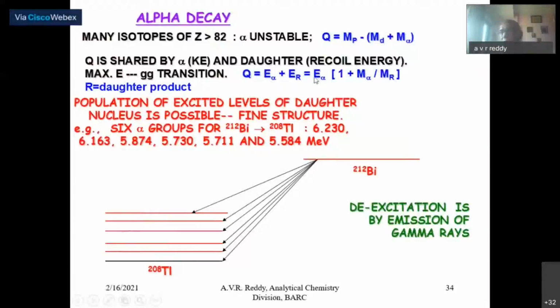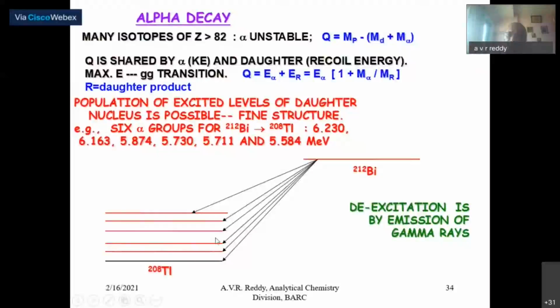Now, I have told that all this energy will be shared as the kinetic energy and recoil energy. But in the early days, when there were not many comforts of understanding, when the alpha energy was measured, they saw a fine structure. They didn't see a single value for the kinetic energy of the alpha particle. So, people were wondering, what is this fine structure? Then, of course, one could evolve the alpha decay theory understanding.